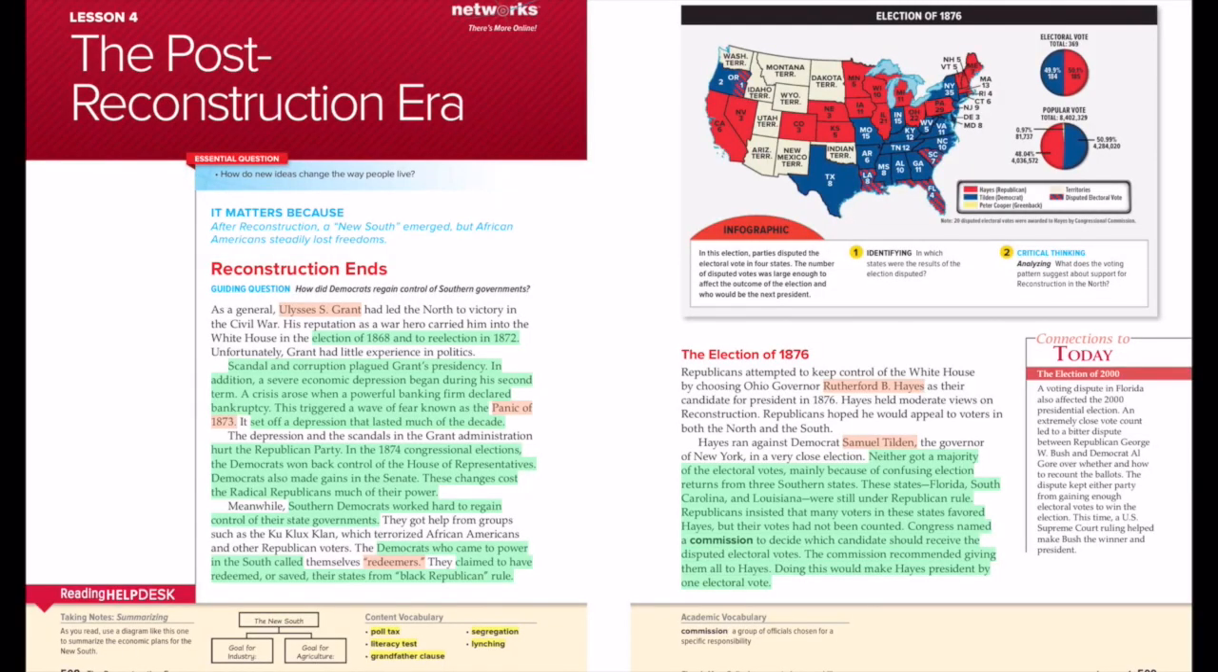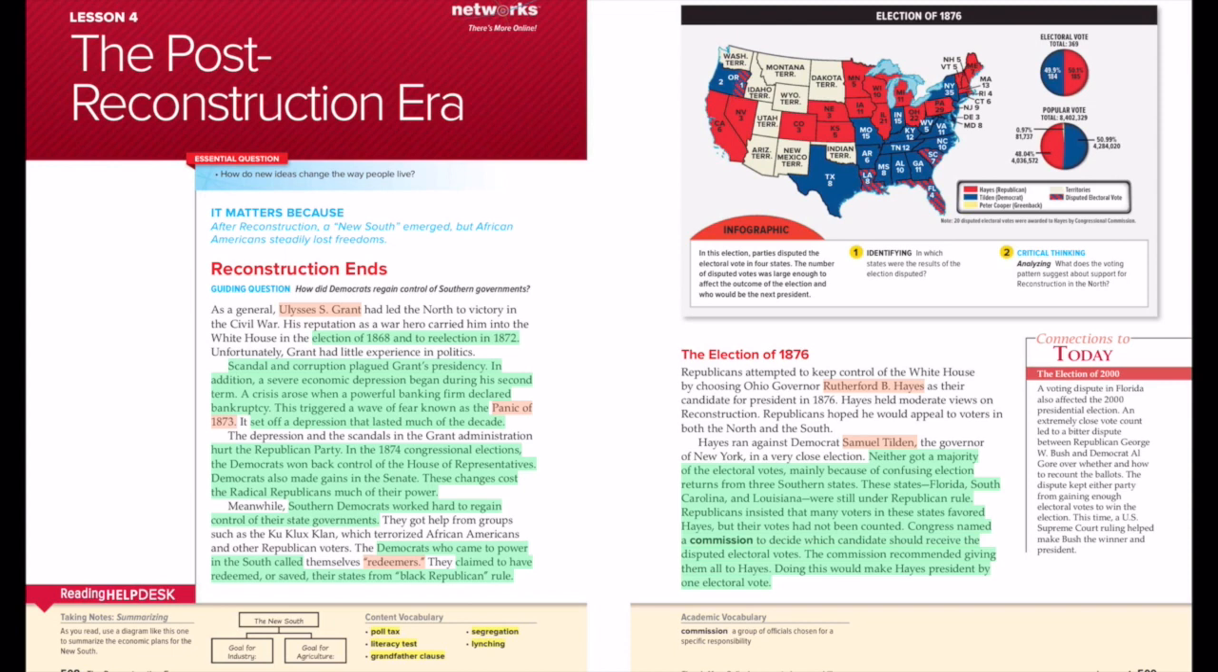Today we're going to talk about Lesson 4, the time period right after Reconstruction. So, first of all, we need to talk about the election of 1868 and actually re-election of 1872.